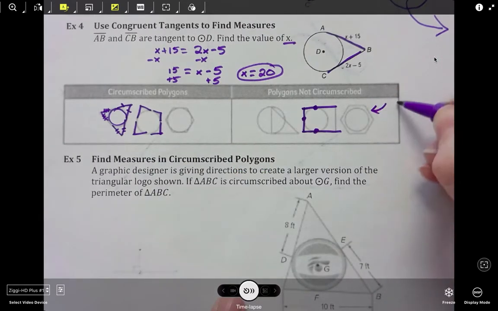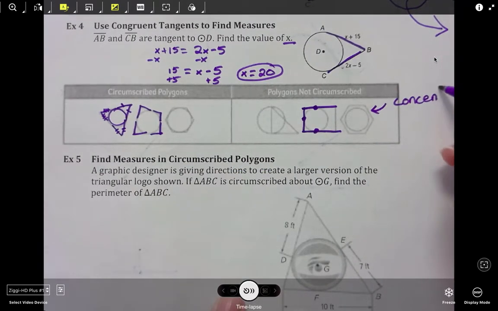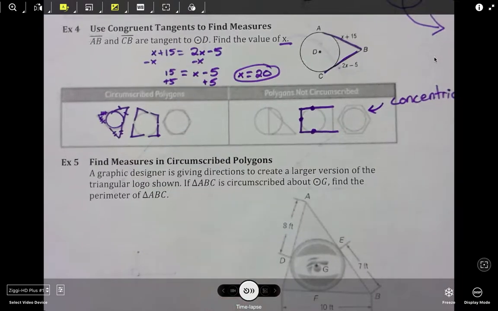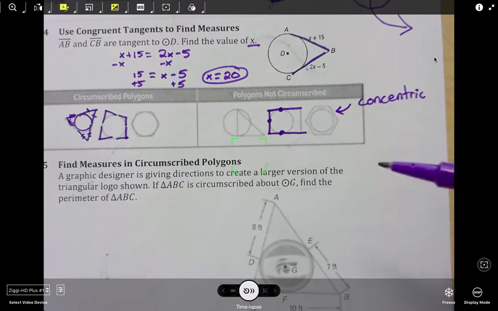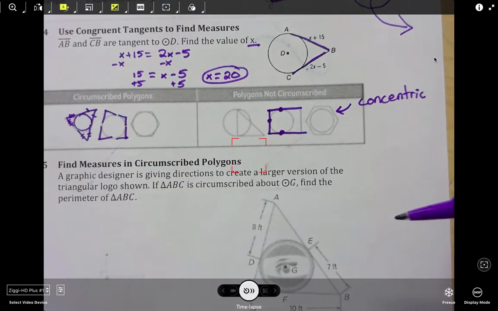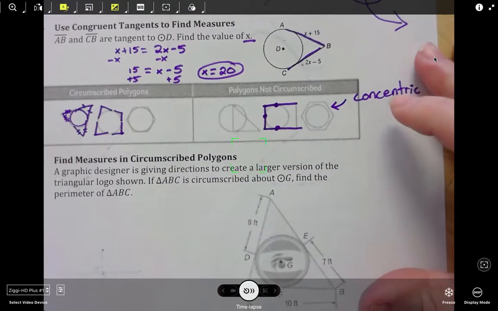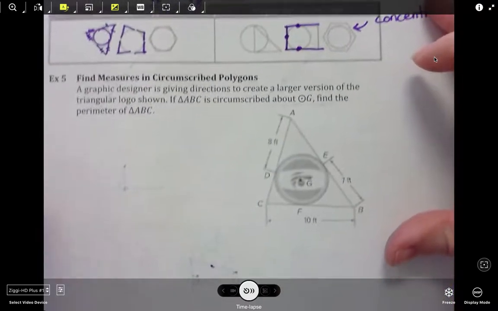This is concentric. If you remember when we talked about concentric circles, this circle is concentric. It's like inside of that hexagon. Okay, it's kind of a vocabulary word that we haven't had in a while.